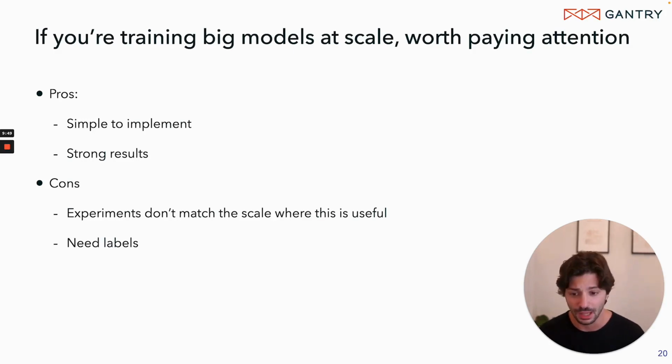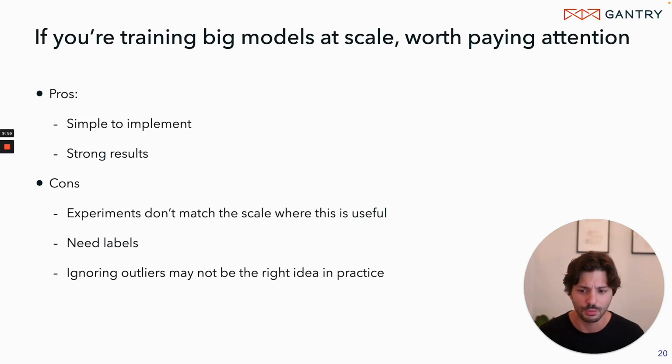Second con is that you need labels. So that means that this doesn't apply to every problem that you might work on. A third con, and this is, I think, a little bit more speculative, but one of the benefits of this technique is that it helps you ignore outliers. So don't feed outliers back into your training process.